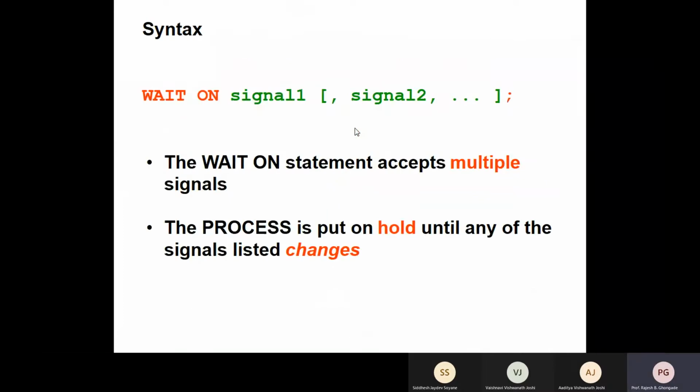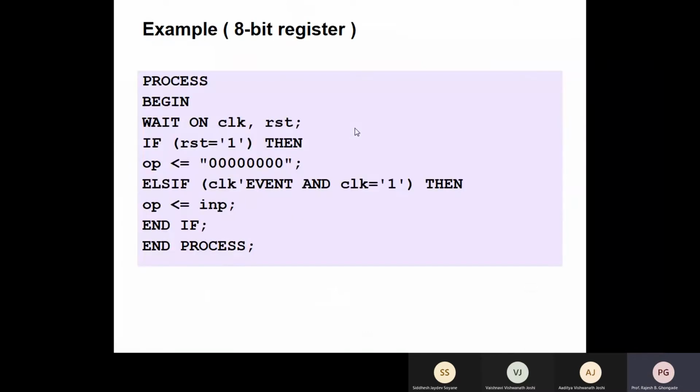Then the next is the wait on statement. Wait on accepts multiple signals. This is interesting. Earlier, wait until had only one condition or one signal condition. Now here you can have multiple signals. The process will be put on hold until any of the signals listed changes. So again, a similar kind of thing, in fact the same thing, but with different syntax for wait.